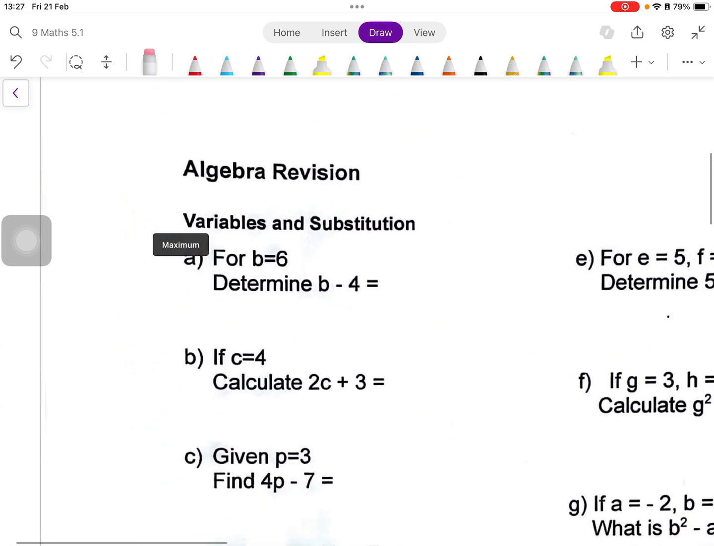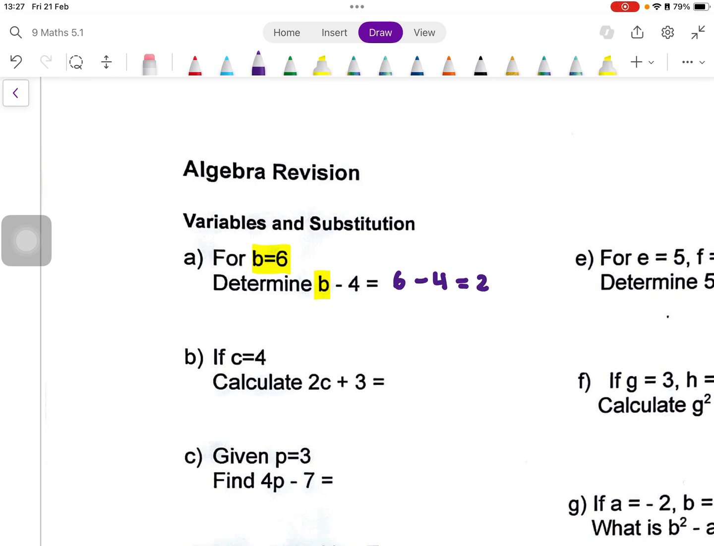Alright, track with me. Question part A. For b equals 6, determine b minus 4. So b is equal to 6, so I can replace or substitute b with 6. So instead of writing b, I'm going to write 6 and then take away 4, that will be 2.